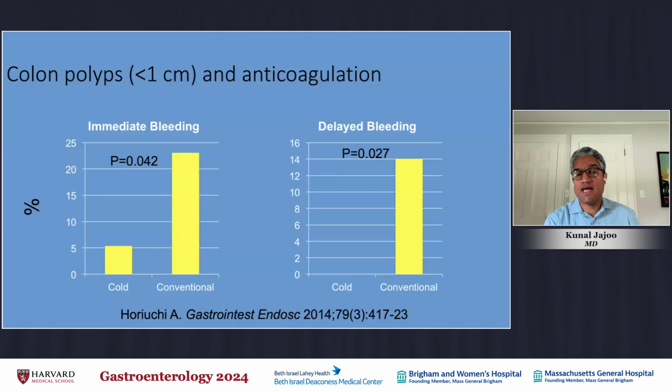What should we do when the patient has come in on anticoagulation and you find a small polyp, less than a centimeter? We should be considering cold snare as opposed to conventional snare polypectomy. The immediate bleeding rate is actually lower with cold snare compared to conventional, and the delayed bleeding rate is significantly lower with cold snare compared to conventional.